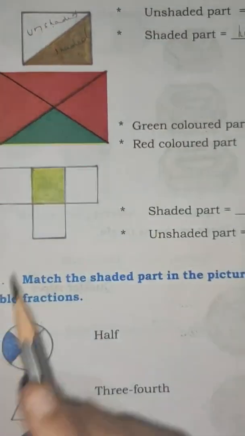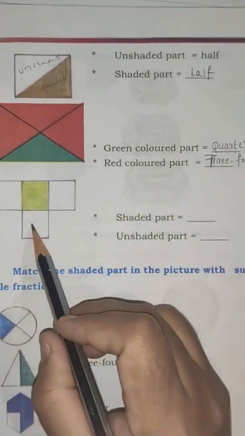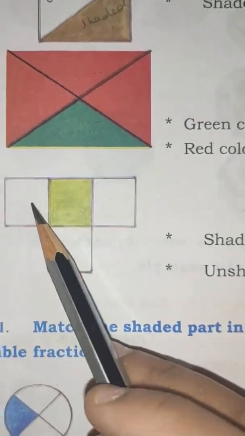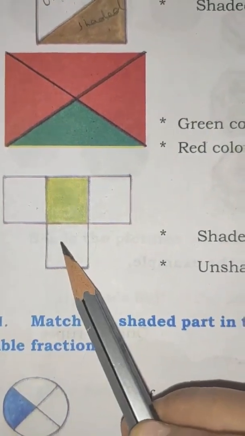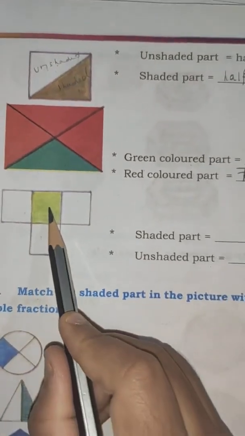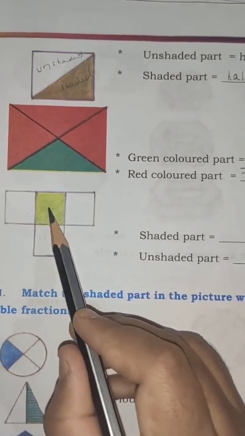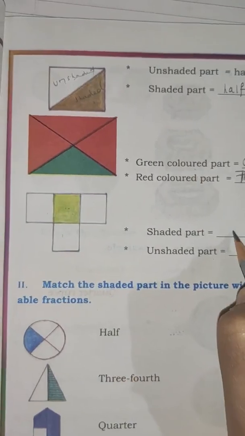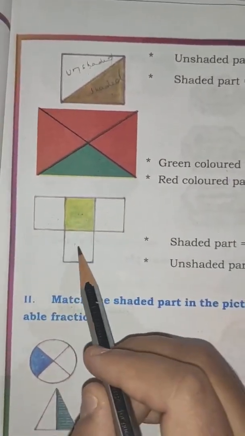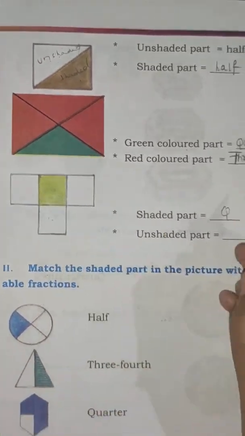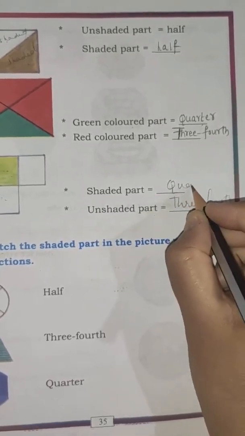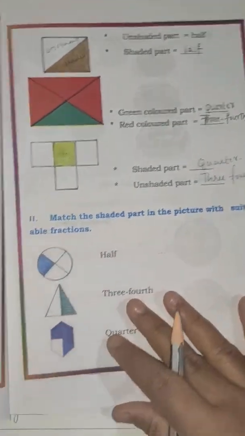So the next one, children, shaded part. How many shaded parts are there? Here 1. How many equal parts are there here? 1, 2, 3, 4. 4 equal parts are there, means the shaded part is what? Yes, very good. It's quarter. You have to write it here. Next, this one here, unshaded part, 1, 2, 3. 3 means what? Yes, very good. It's 3/4. This is quarter. Okay, now come to the next one.